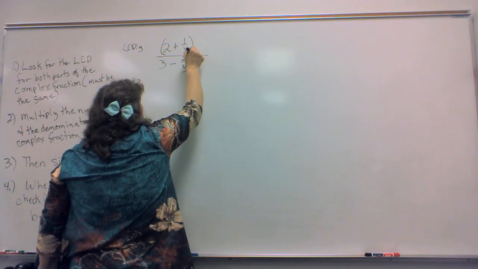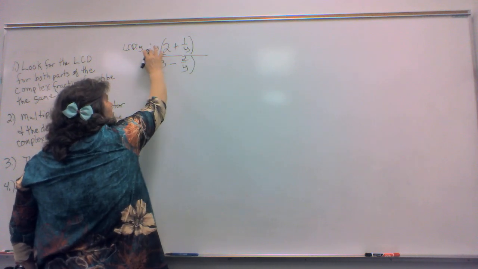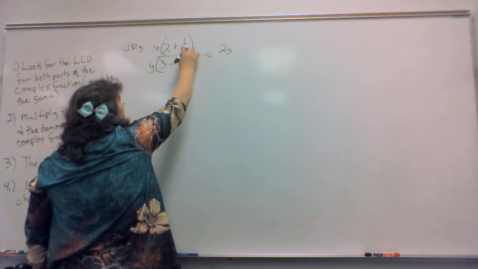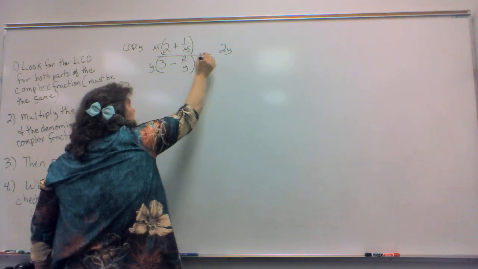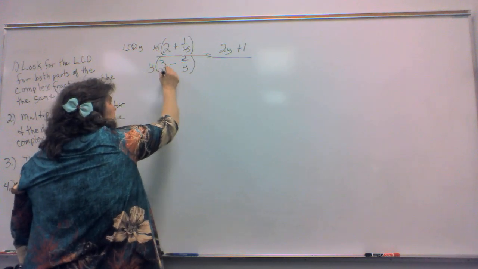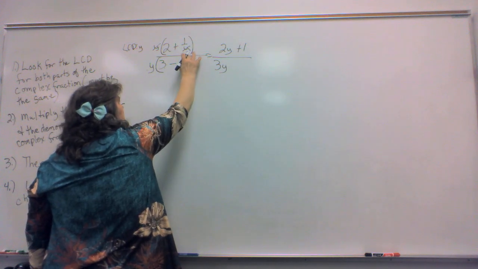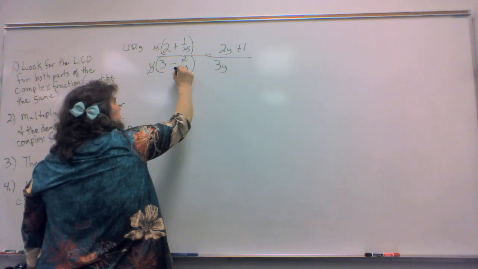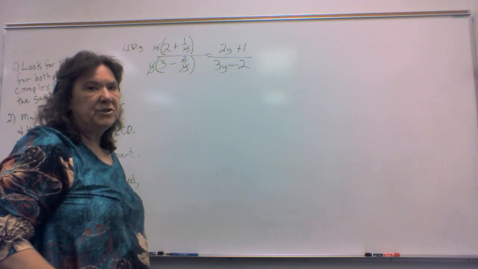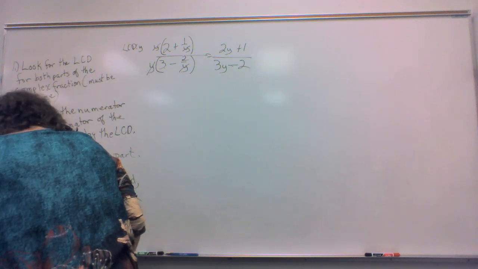So we're going to multiply this times y and this times y. Y times 2 is 2y. Y times 1 over y, the y's cancel, and you're left with plus 1. Y times 3 is 3y. Y times negative 2 over y, the y's cancel, and I'm left with minus 2. And it's already finished. This is why I like this one. It often comes out very quickly.